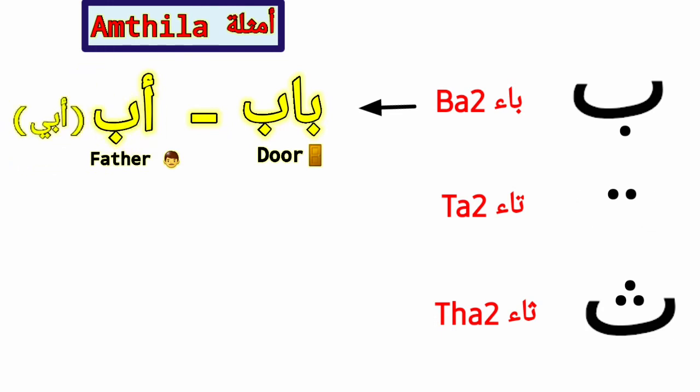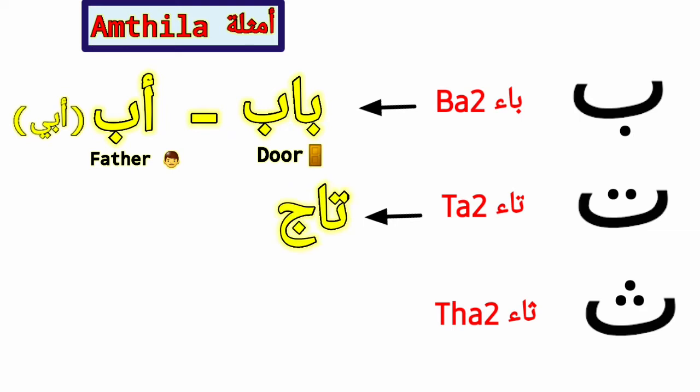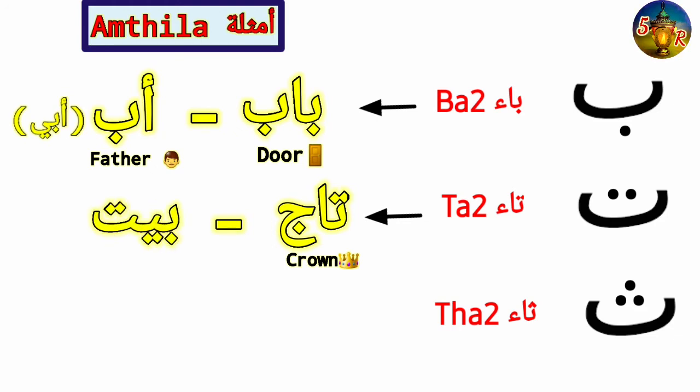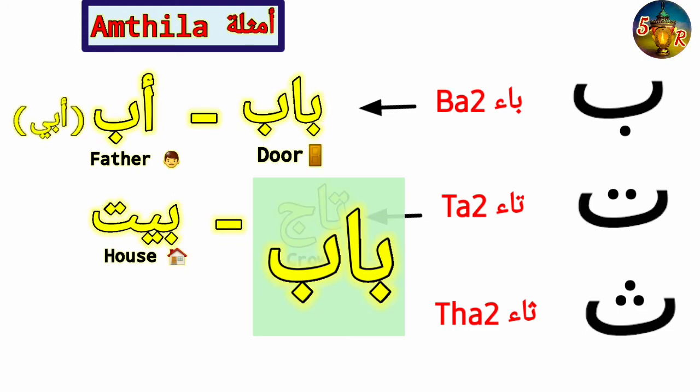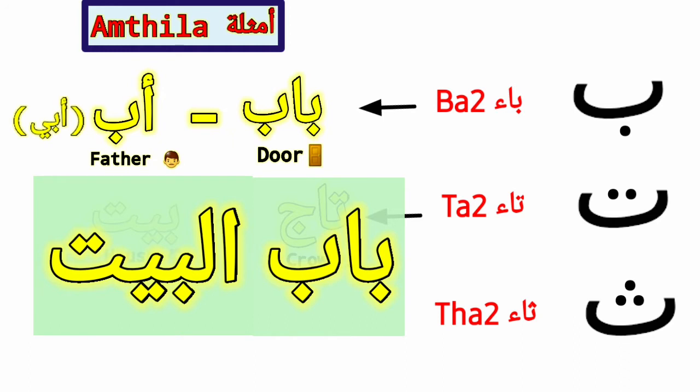Let's move to harf al-ta. Ta, ta, ta. So let's see amthila for ta. Ta as in the word تاج. تاج means crown. By the way, Masri will pronounce it tag. So you see how it's written? Tag. Ta, alif, jim. Another example: ta as in the word بيت. بيت means house. Even you can create a quick sentence now. باب البيت. باب البيت, the door of the house.